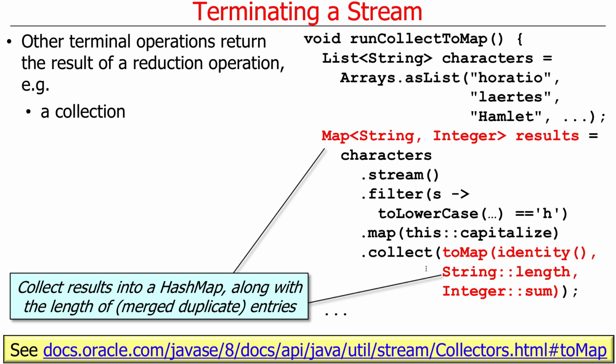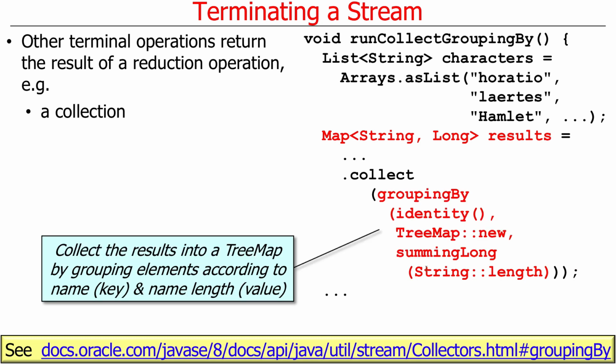How many elements are there? In this particular case, we're going to make a map, and the character's name will be used as an identity function to be the key, and then the value will be the length of the character name. And if two characters have the same name, again, for those of you who remember Hamlet, for some strange reason, there's two Hamlets in Hamlet, there's two Fortinbrasses in Hamlet, and so on. If there's duplicates, then their lengths will be summed together. So that's the merged duplicate entries. The lengths will be summed. So this is going to create a hash map that will have the character name followed by the number of letters in the character's name as a number.